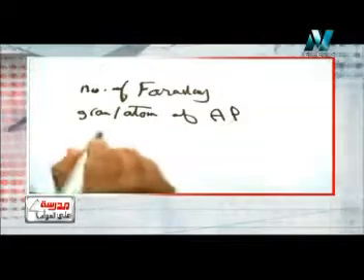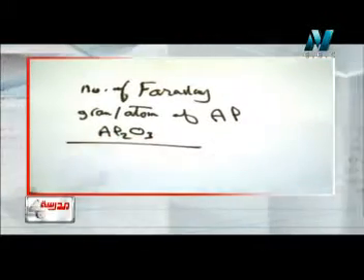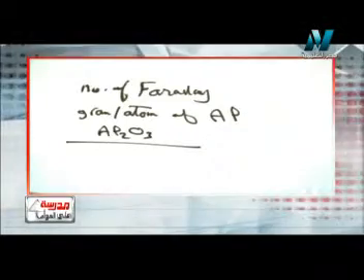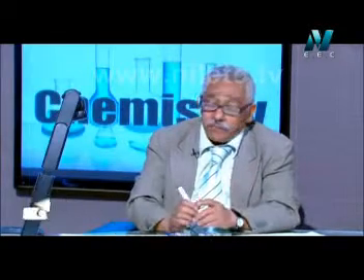Okay, thank you. The next question says: calculate the number of Faradays necessary to deposit a gram atom of aluminium during electrolysis of Al2O3, bauxite. Okay, here let's write about how to answer the problem, Faraday's first law or second law: the relation between the amount of electricity and the mass formed at the electrodes. It may be dissolved, deposited, or evolved if it is a gas.